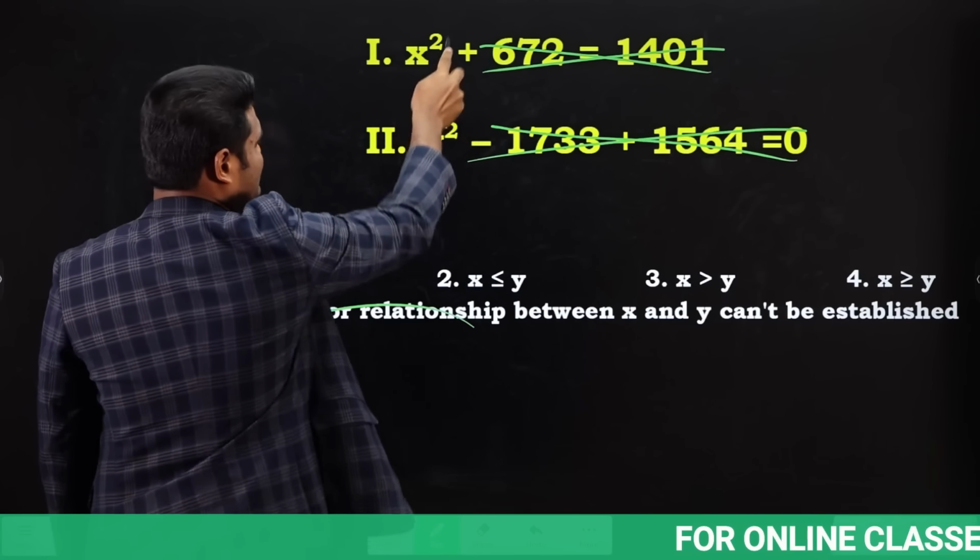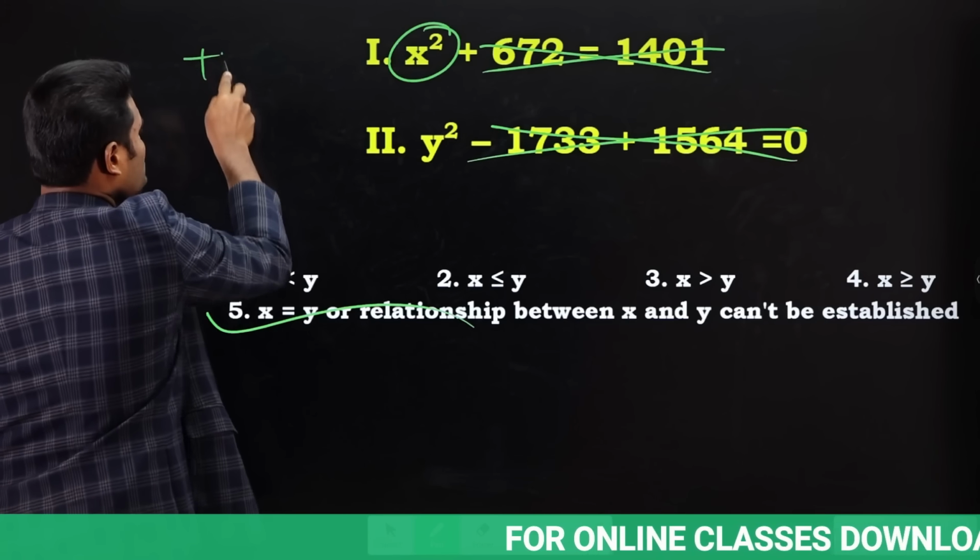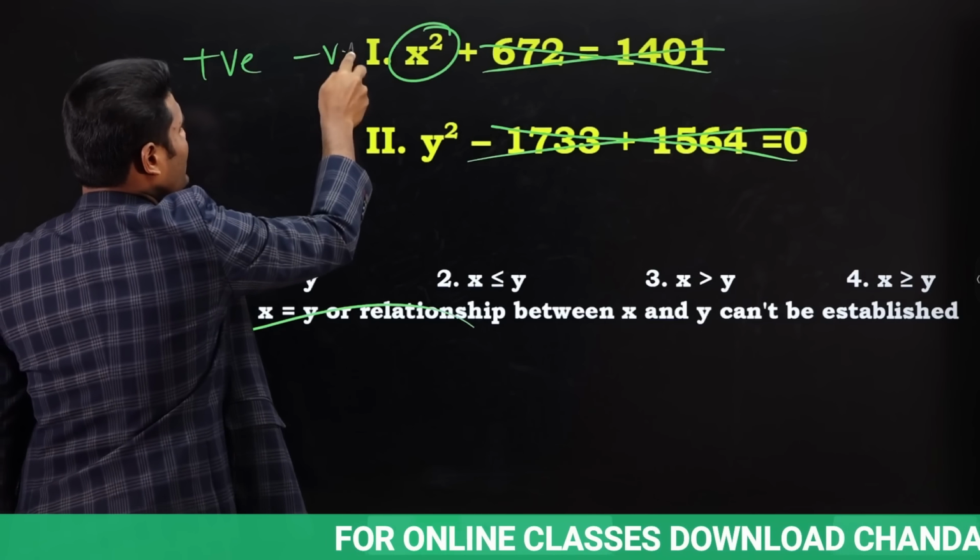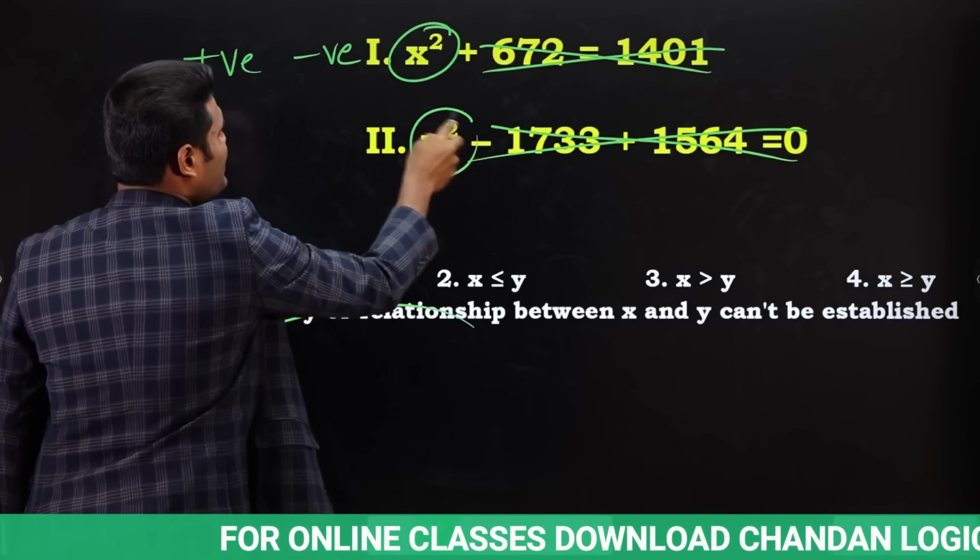If you leave these numbers, x square means you will get one positive value. Yes or no? One negative value. Similarly, y square means you will get one positive value and one negative value. Yes, when a positive value is compared with a negative value, the positive value is greater. Similarly here also. One time x is greater, another time y is greater, which means automatically the answer is no relation. So directly mark the answer as no relation.